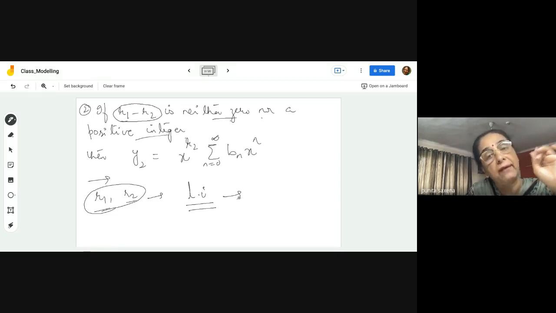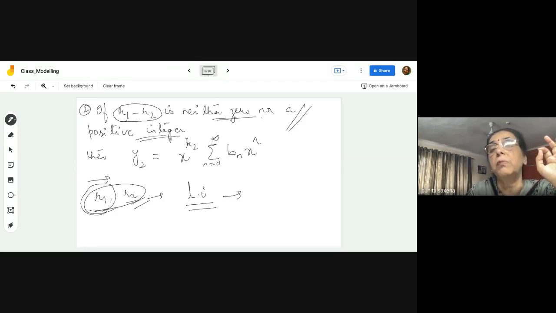One will definitely exist. Which one? The one corresponding to the larger root. The second may or may not exist. It will exist in which situation? When these two conditions are satisfied, when R1 minus R2 is neither 0 nor a positive integer.